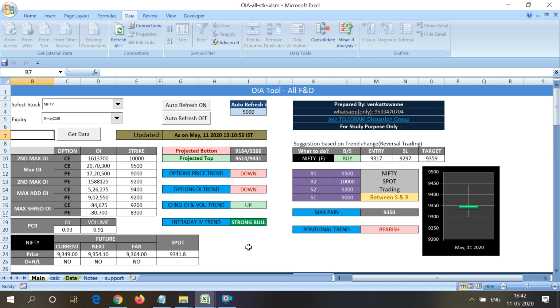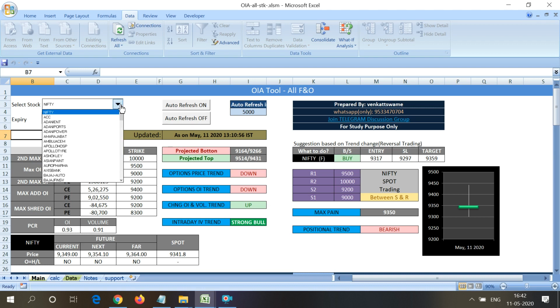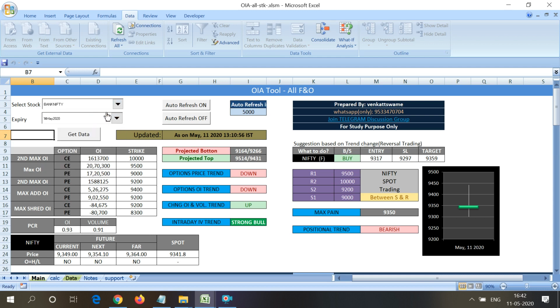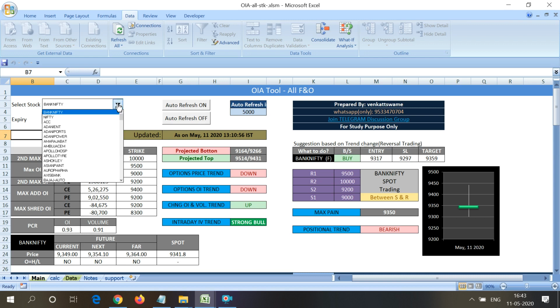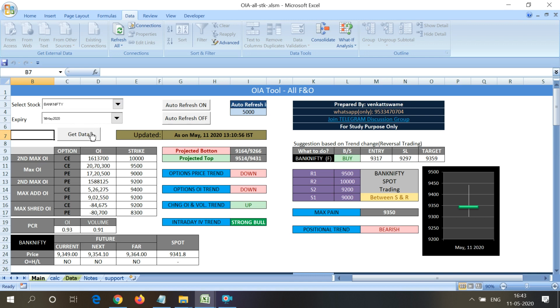Now, this is the OI analysis tool for all F&O stocks. Here we need to select the stock. I have included all the F&O stocks which are traded on NSE India. If we select Bank Nifty, we have options for weekly expiry, like 14th May now, the recent expiry, and then 21st May and 28th May. If you want weekly expiry, choose this one. And if you choose any stocks, you have to select monthly expiry, then click on get data.